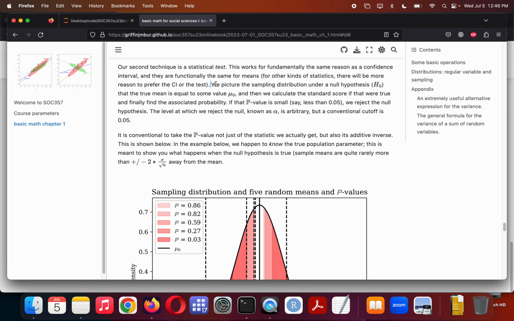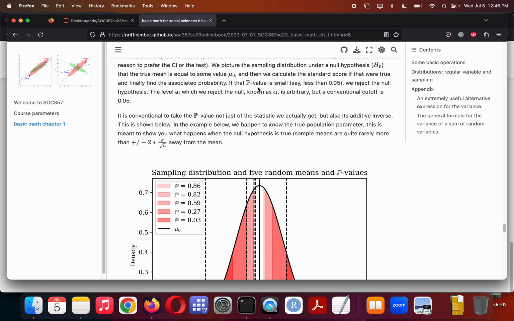So we can picture the sampling distribution under a null hypothesis that the true mean is equal to some value mu naught. And then we can calculate the standard score as if that were true and find the associated probability. So if that p-value or probability is small, say less than 0.05, we reject the null hypothesis. And finally, the level at which we reject the null, known as alpha, is arbitrary, but a conventional cutoff is 0.05, which happens to match the 95% confidence interval in theory, basically.